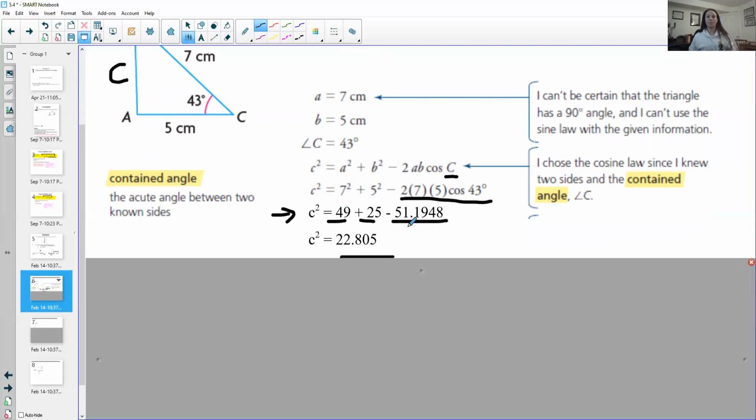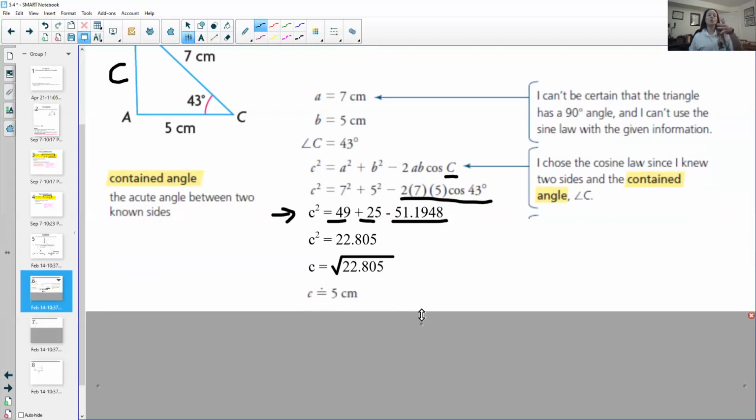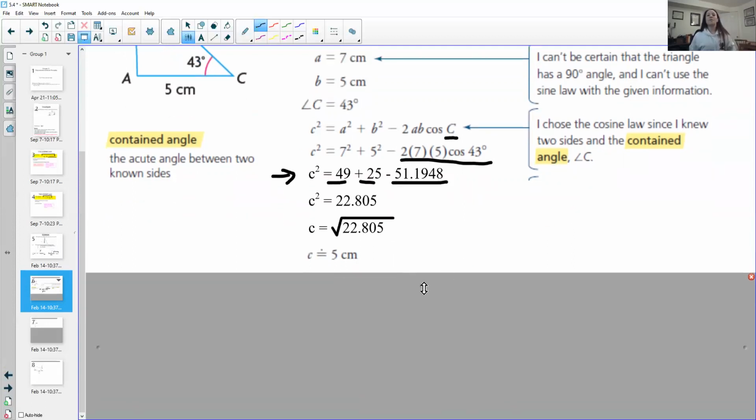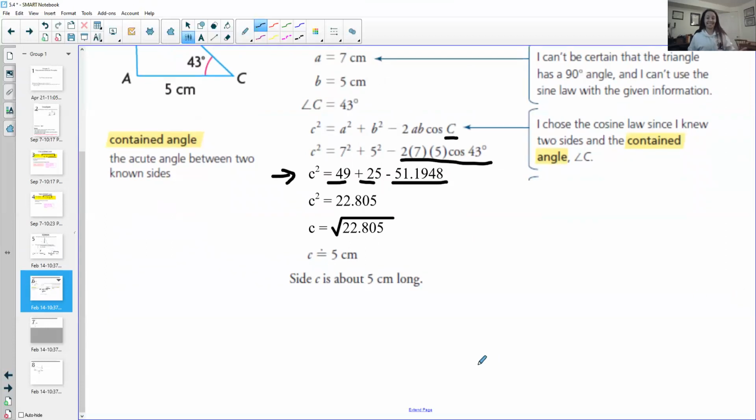So this plus this minus this, I got 22.8. And now I need to get C by itself. I have to get rid of the square sign. So I'm going to take the square root of both sides. Just like Pythagorean's theorem, I'm going to take the square root of 22.8. You should get approximately 5. Okay, and that is pretty much using your cosine law for finding sides.